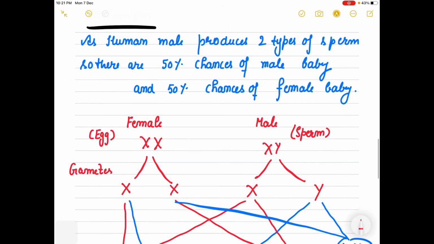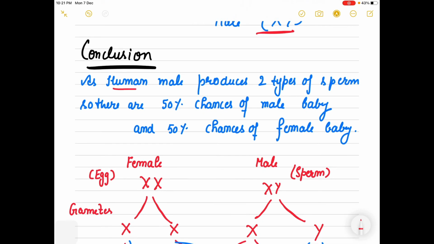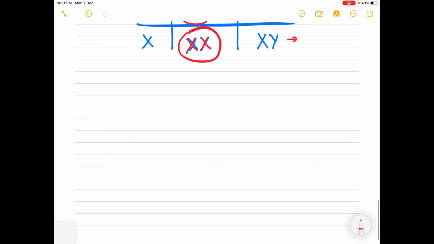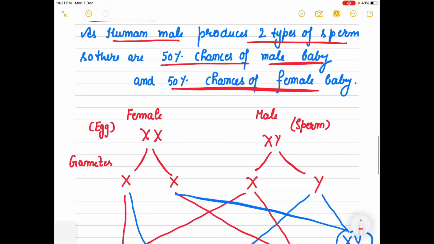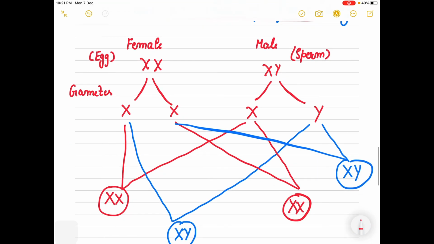So there are 50% chances, which we have written in the conclusion, because the human male produces 2 types of sperm. That is why there are 50% chances of a male baby and 50% chances of a female baby. This system which we have discussed is written in a few books as the XY system, and it is also known as the XX-XY system, which you can find in mammals, insects, as well as in humans. The sex is determined through this method.